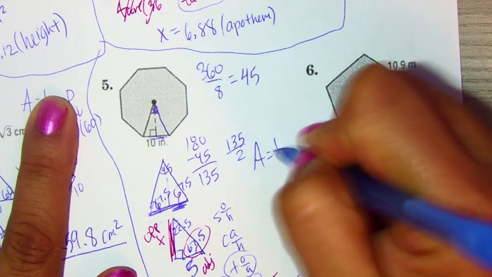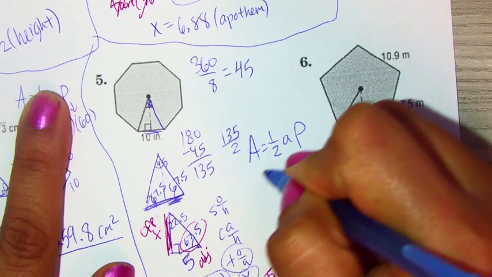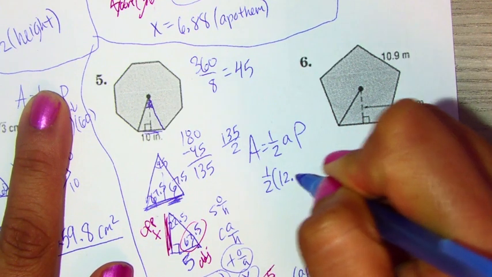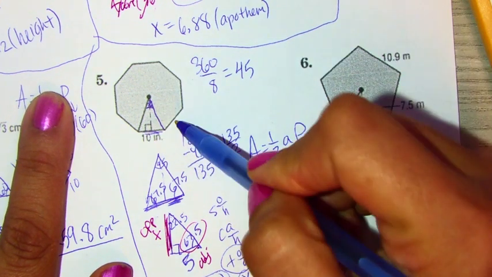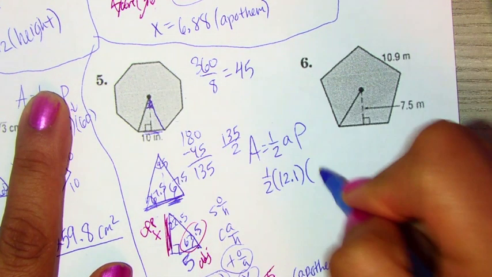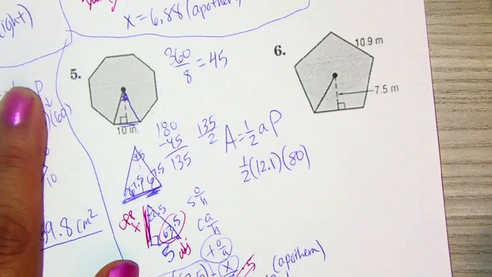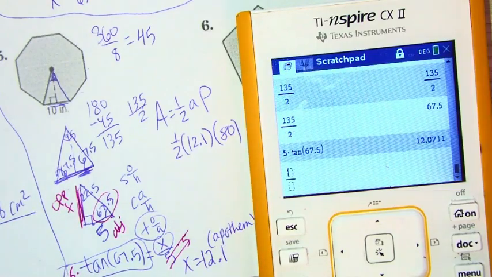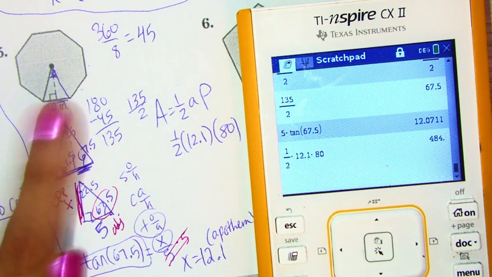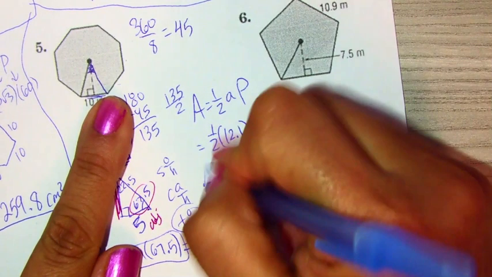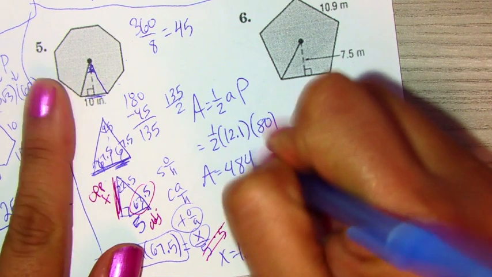So we're going to use that in our formula of 1/2 AP. So 1/2 times 12.1. Perimeter of this, we have 10, 10, 10, 10, 10, 8 times, so that's 80. And then we do 1/2 times 12.1 times 80. And it's 484. So the area is 484 inches squared.